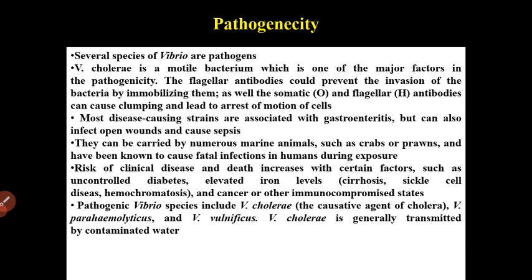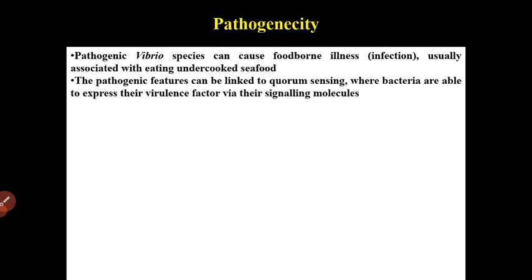Pathogenic Vibrio species include V. cholerae, the causative agent of cholera, V. parahaemolyticus, and V. vulnificus. V. cholerae is generally transmitted by contaminated water. Understood? It can also cause foodborne illness, usually associated with eating undercooked seafood. And pathogenic features can be linked to quorum sensing, where bacteria are able to express their virulence factors via signaling. Okay.